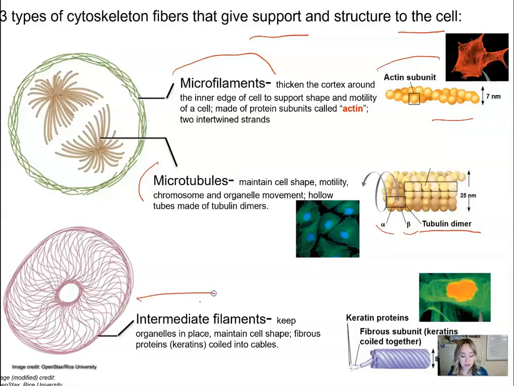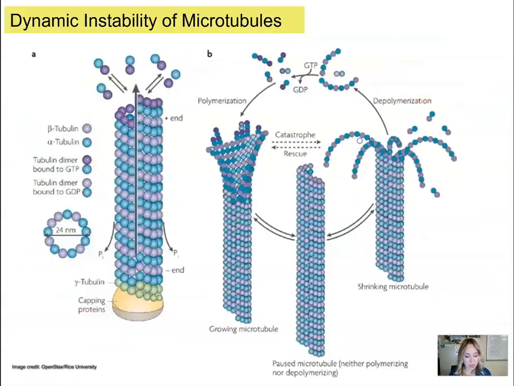Intermediate filaments, on the other hand, they look like a spider web throughout the entire cell, and then all the organelles can kind of sit in place where they're supposed to. So dynamic instability of microtubules refers to the fact that microtubules can be polymerized and they can be depolymerized.